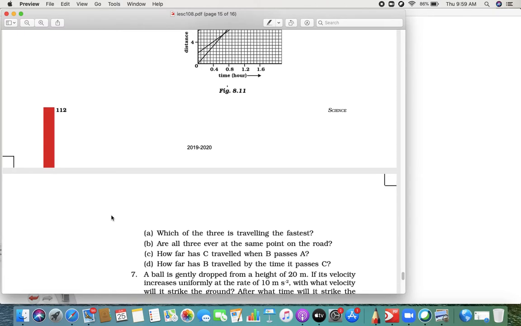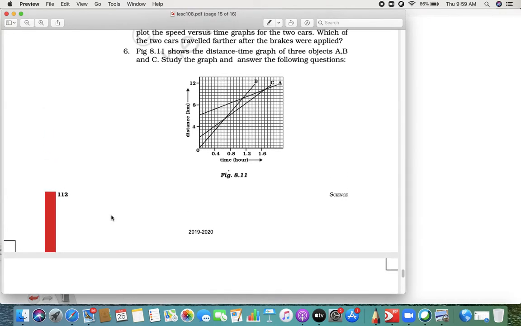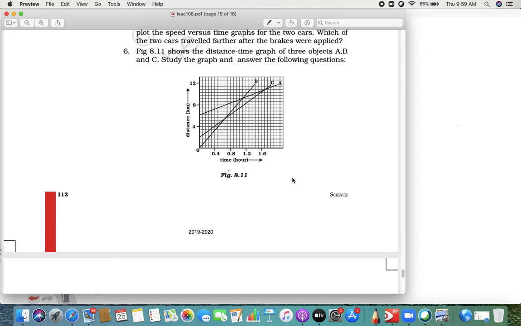Do all three ever meet at the same point on the road? Have a look. Here two of them meet at one point, and here two meet, but all three never meet at one point. So what is the answer? No, they never meet at the same point. All three don't meet. Two are meeting, but we are talking about three. Let's see the third one.